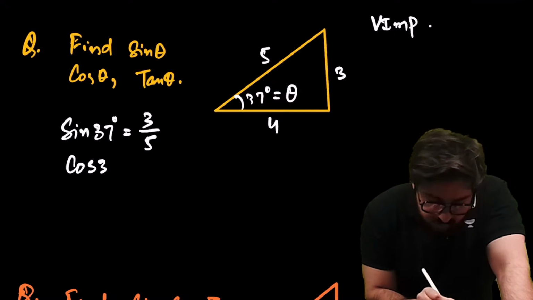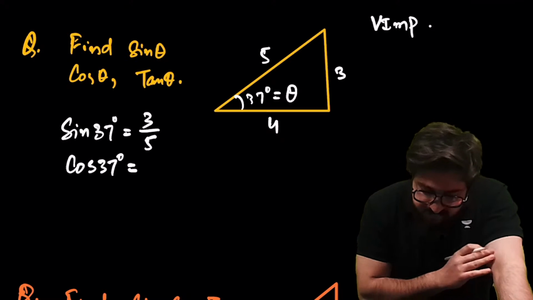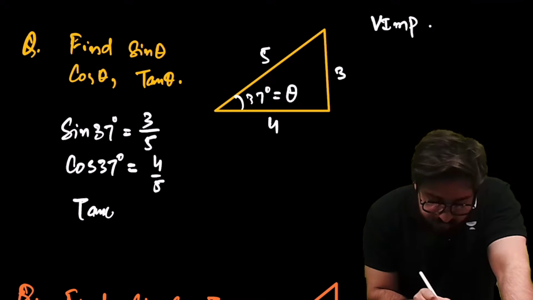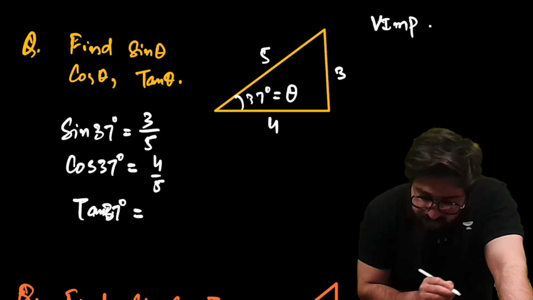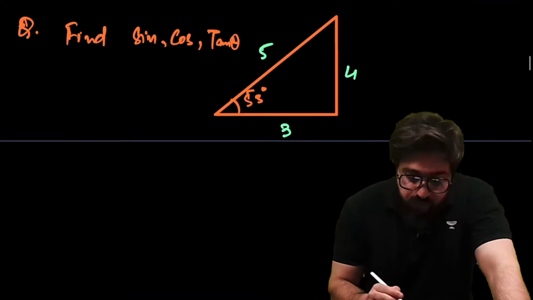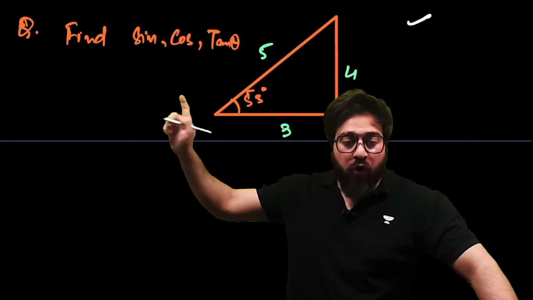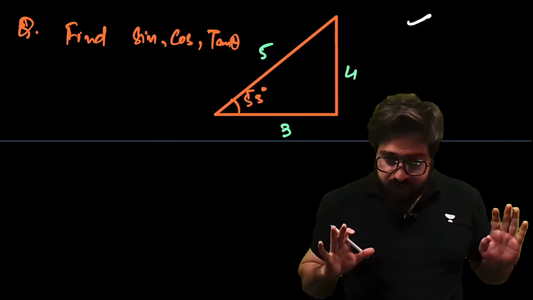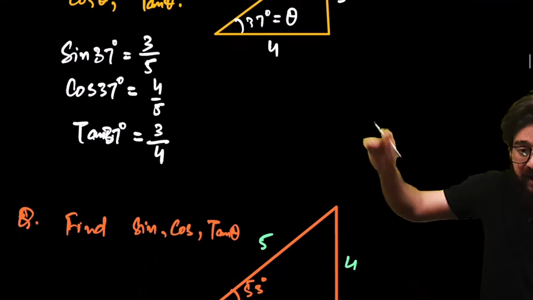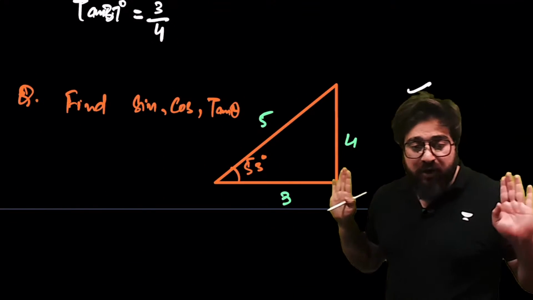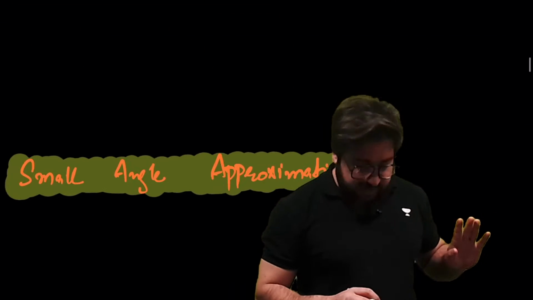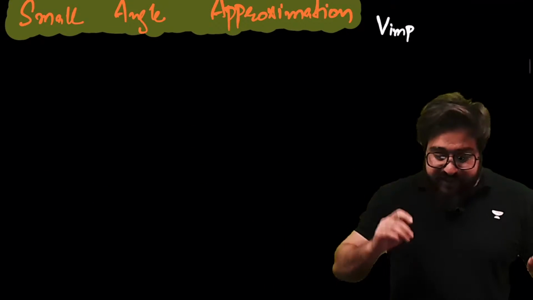Then cos of 37 in this case would be how much? Base over hypotenuse, that is 4 by 5. And then tan of 37 degrees in this case is perpendicular by base, that is 3 by 4. Similarly, you can calculate sine, cos, and tan in this one. You have to remember this directly in your mind: in front of the bigger angle, you have the bigger side. Is that clear? Very important concept.